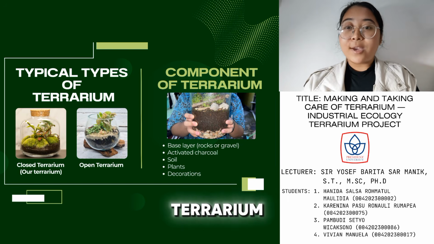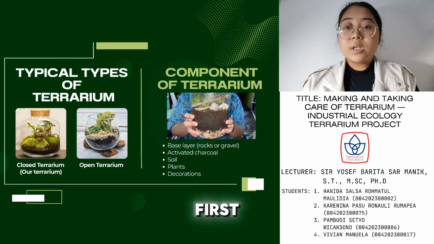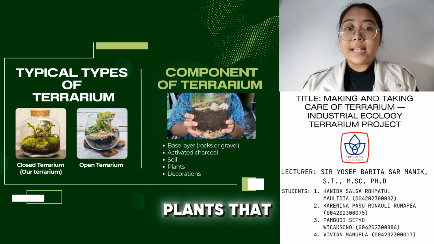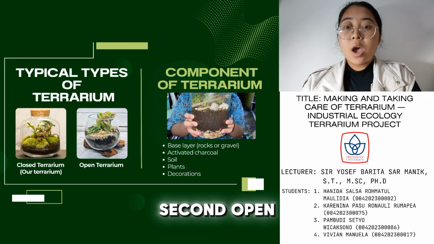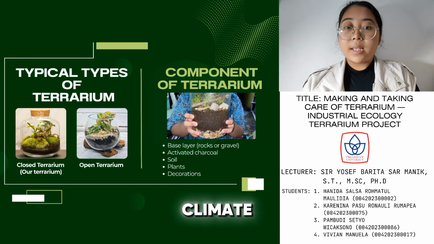Typical types of terrarium. There are two main types of terrarium, each for different kinds of plants. First, closed terrarium, best for tropical plants that like humidity, such as fern and moss. The closed lid keeps moisture inside, creating a rainforest-like environment. Second, open terrarium, good for dry climate plants which don't like too much moisture and need airflow.